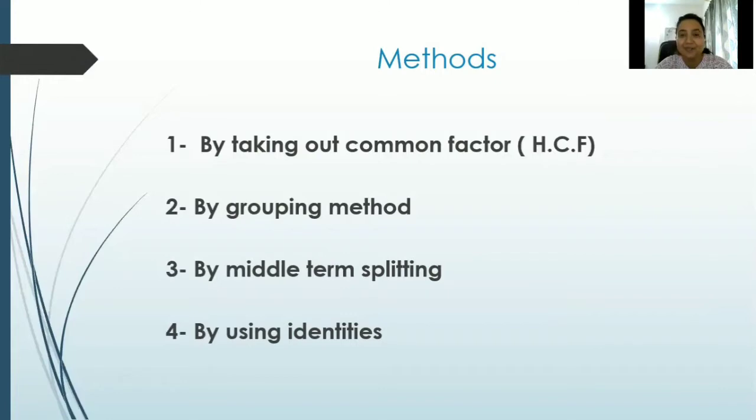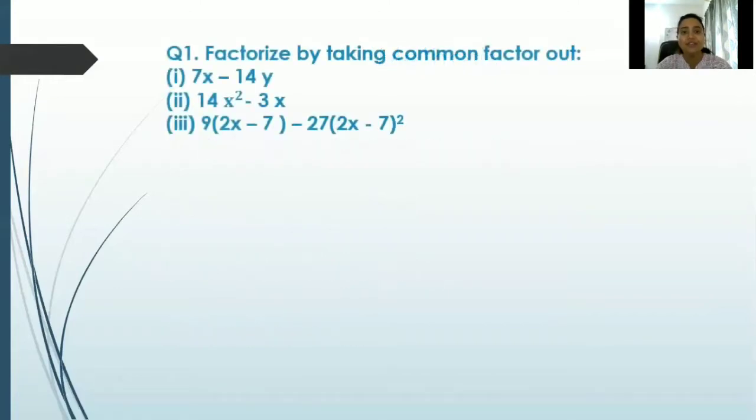So let's move ahead. Our very first method is taking the common factors out. There are some examples written over there. The very first is 7x minus 14y. Here you can clearly see 7x, 14y, no variable looking common. So we can see 7 and 14. If you take the H.C.F of 7 and 14, you will get 7. So take this 7 out.